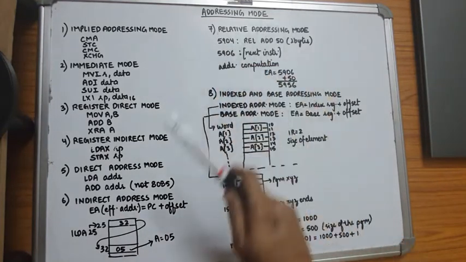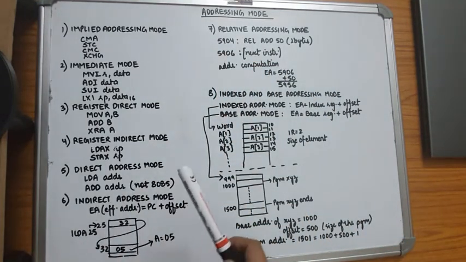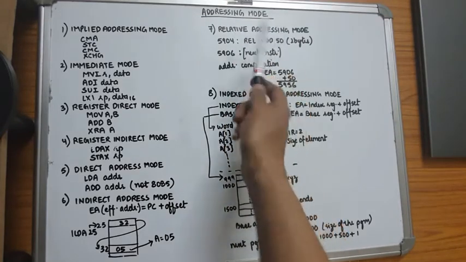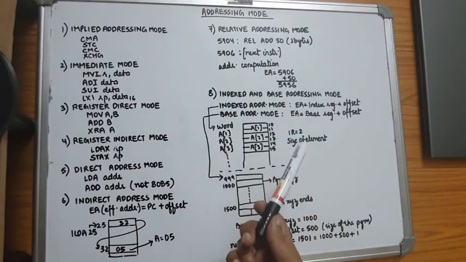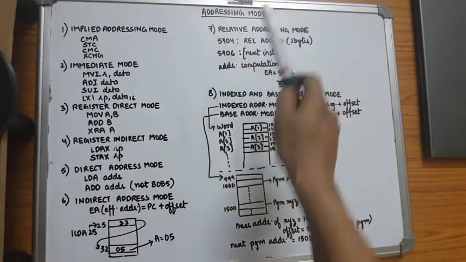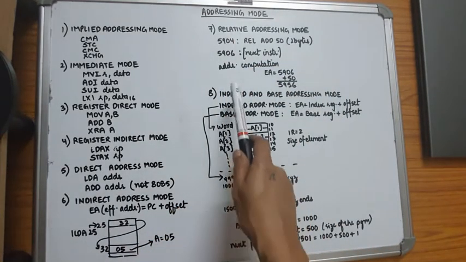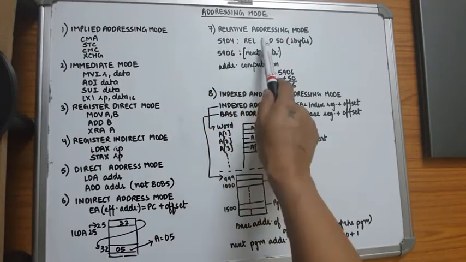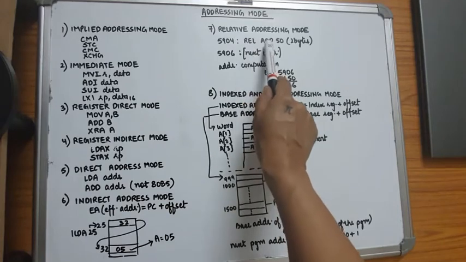The relative addressing mode. Relative addressing mode says that the instruction is written as rel add 50. This is not part of the 8085 instruction set, but still this comes in. There are several microprocessors which have such addressing modes. So now, relative addressing mode. Let us suppose that on 5904 an instruction is written as relative add 50.